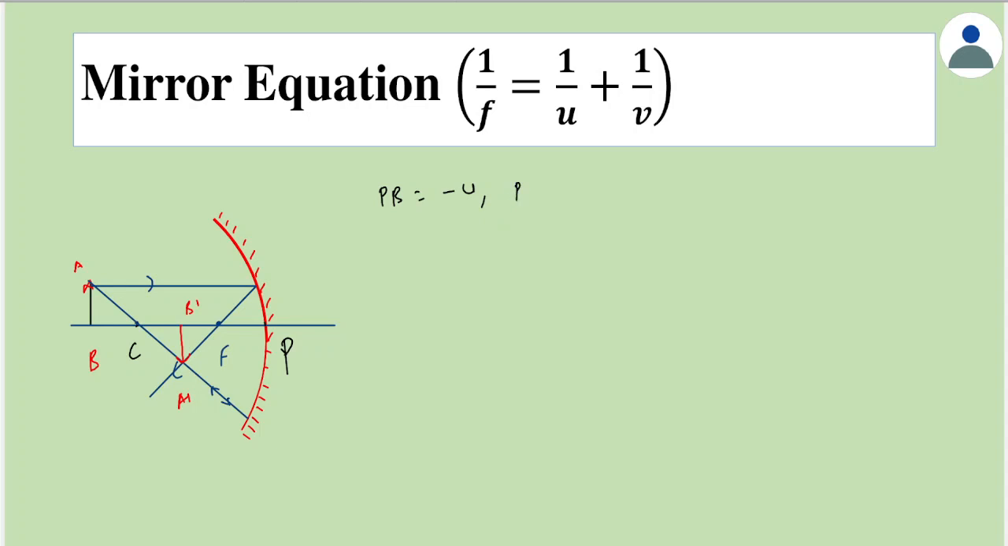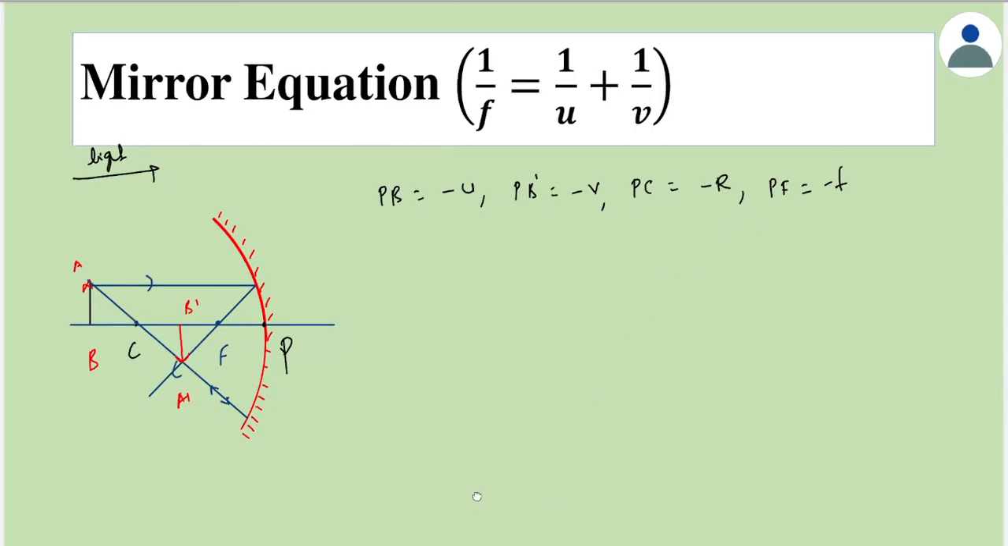The distance between the pole and B dash is the image distance, and by sign convention it is negative because light is moving from left to right. This is the light direction, while we are moving from right to left. This is point P. Also, the distance between P and C would be minus r by sign convention, and the distance between P and F would be minus f. Had you taken a convex mirror, then PC, that is r, and f would have been positive.